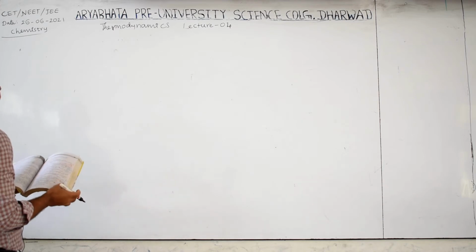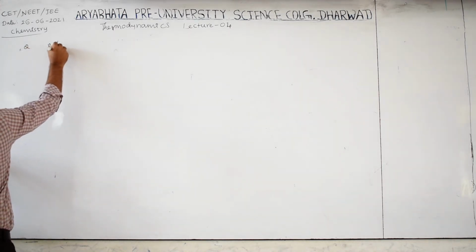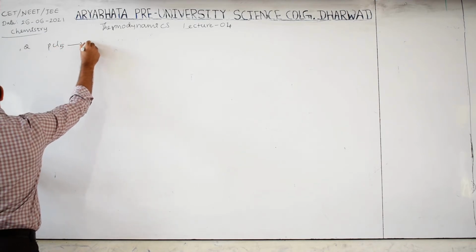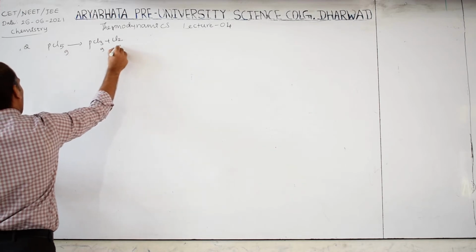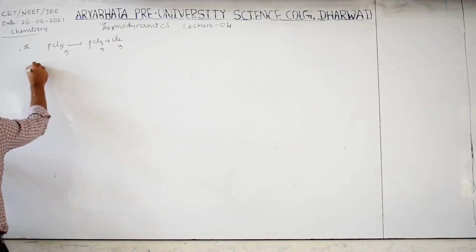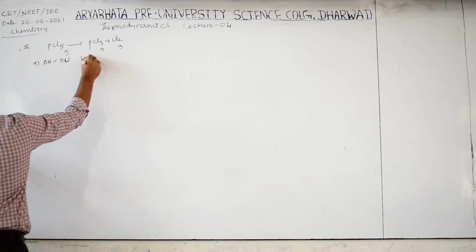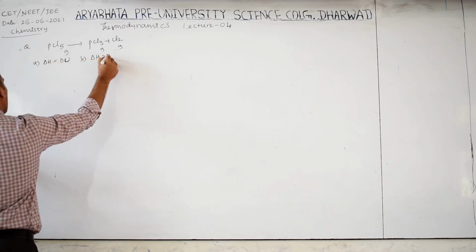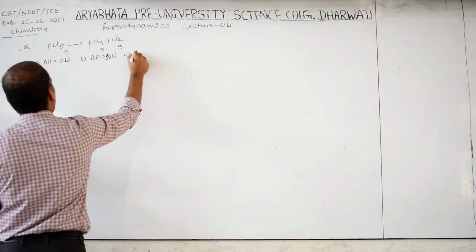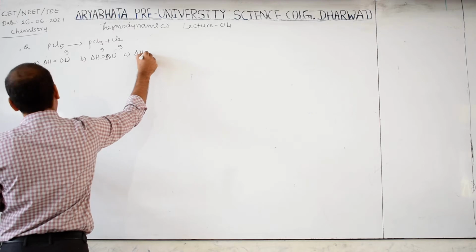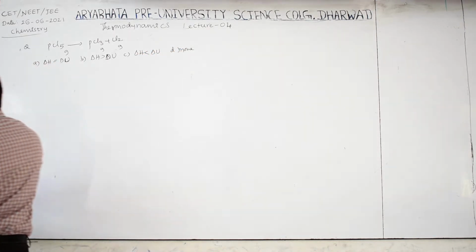Next question, for the reaction PCl5 gives rise to PCl3 plus Cl2, all are gases. A, delta H is equal to delta U. B, delta H is greater than delta U. And C, delta H is less than delta U. D, none. How to answer this question?